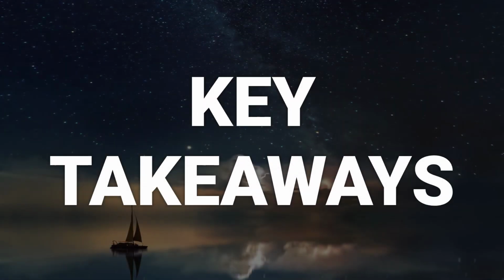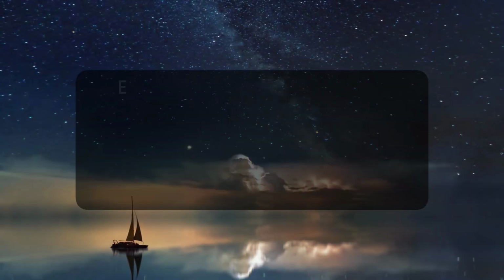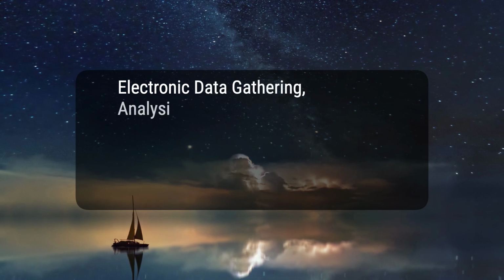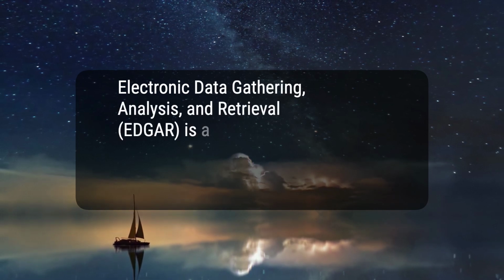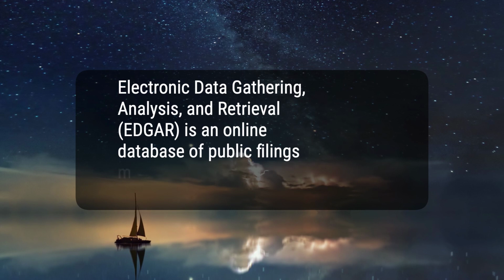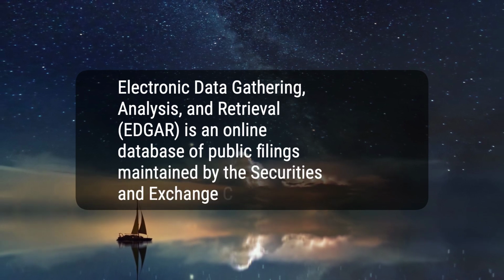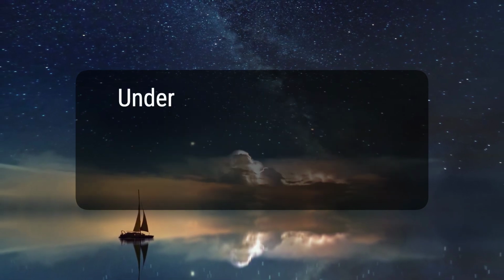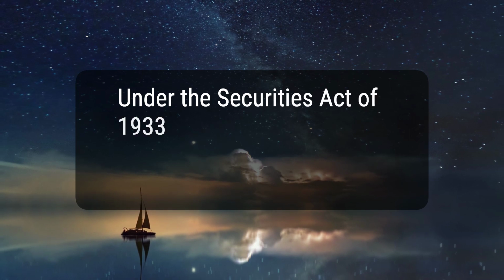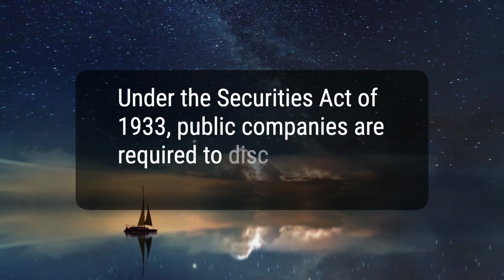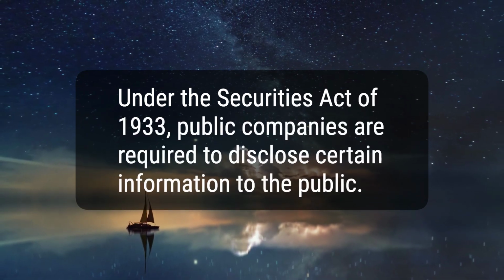Here are 5 key takeaways. 1. Electronic data gathering, analysis, and retrieval, Edgar, is an online database of public filings maintained by the Securities and Exchange Commission. 2. Under the Securities Act of 1933, public companies are required to disclose certain information to the public.